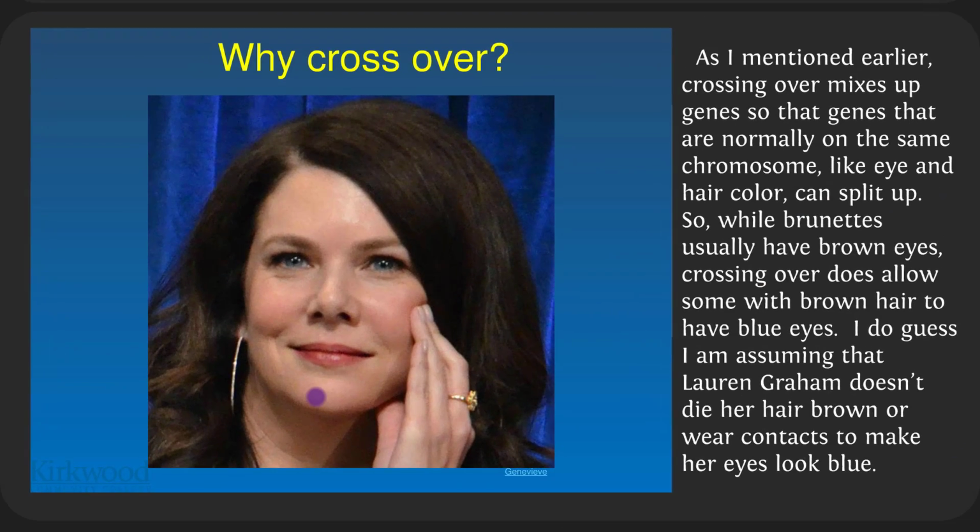As I mentioned earlier, crossing over mixes up genes so that genes that are normally on the same chromosome, like eye and hair color, can split up. So while brunettes usually have brown eyes, crossing over does allow some with brown hair to have blue eyes. So my dad has brown hair and blue eyes.